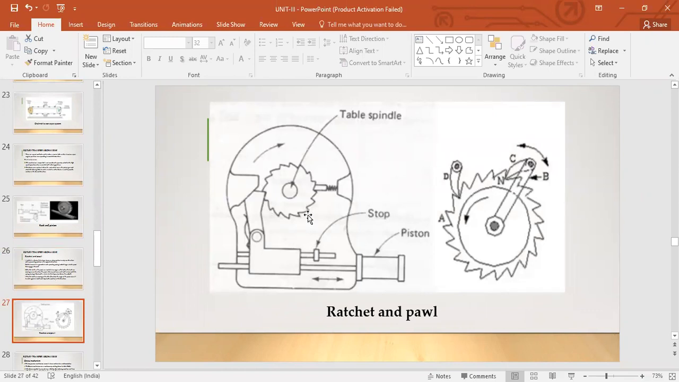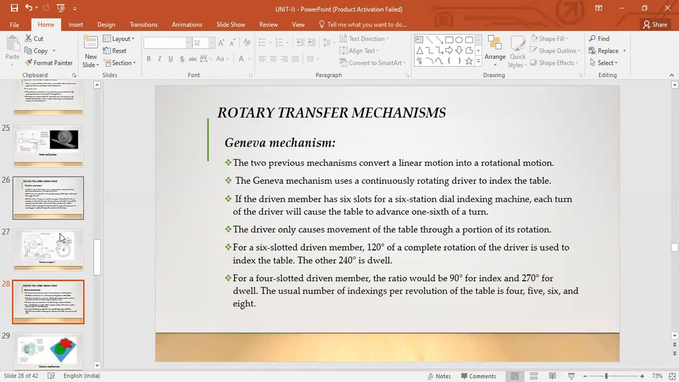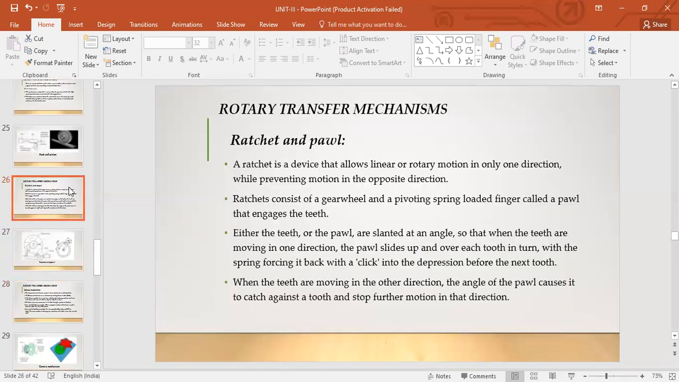So that's how we are able to convert this linear motion of the piston into rotary motion of the table spindle, so that we can move the work parts. Clear? Ratchet and pawl.